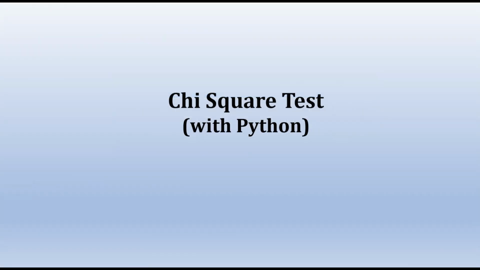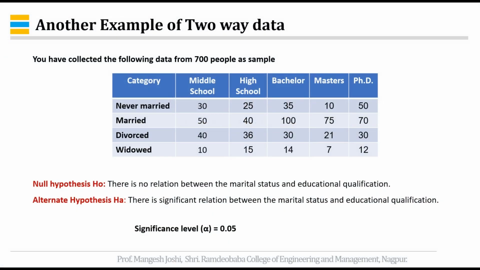Before moving on to the chi-square test with Python, let us have one more example with two-way data. This example is explained over here. You have collected the following data from 700 people as a sample, in which there are 4 categories: never married, married, divorced, and widowed, against their educational qualification: middle school, high school, bachelor, masters, and PhD.